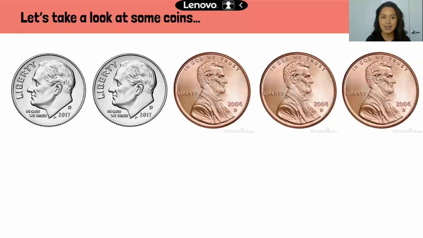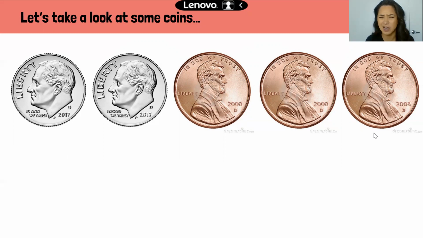All right, let's take a look at some coins here. We have what coins on this screen? We have dimes and pennies, good. How much are dimes worth? 10, and how much are pennies worth? 1. Pennies are the smallest. Let's start counting on from our dimes. We have 10, 20. Now we got to count on by how much? 1, 20, 21, 22, 23.